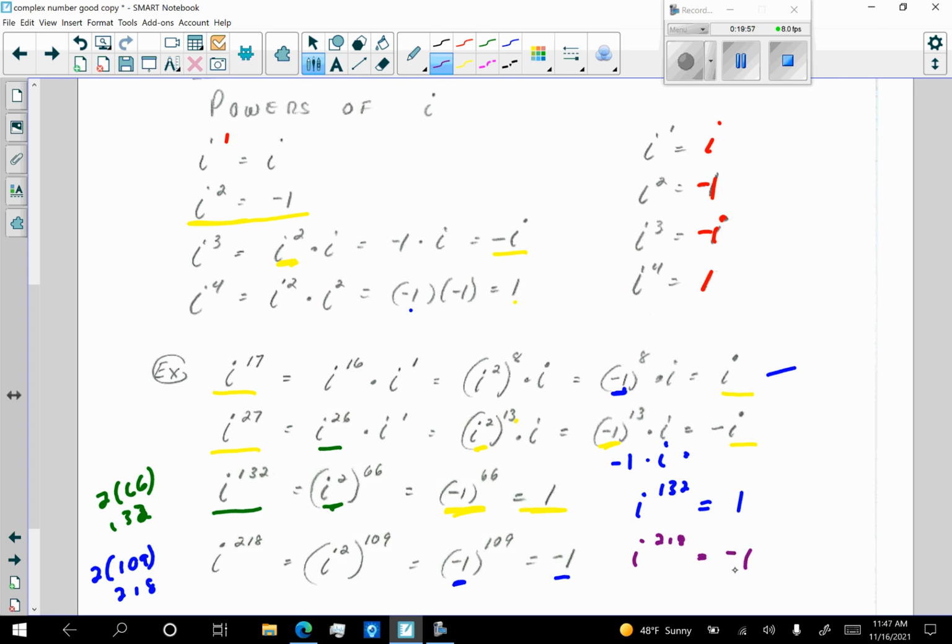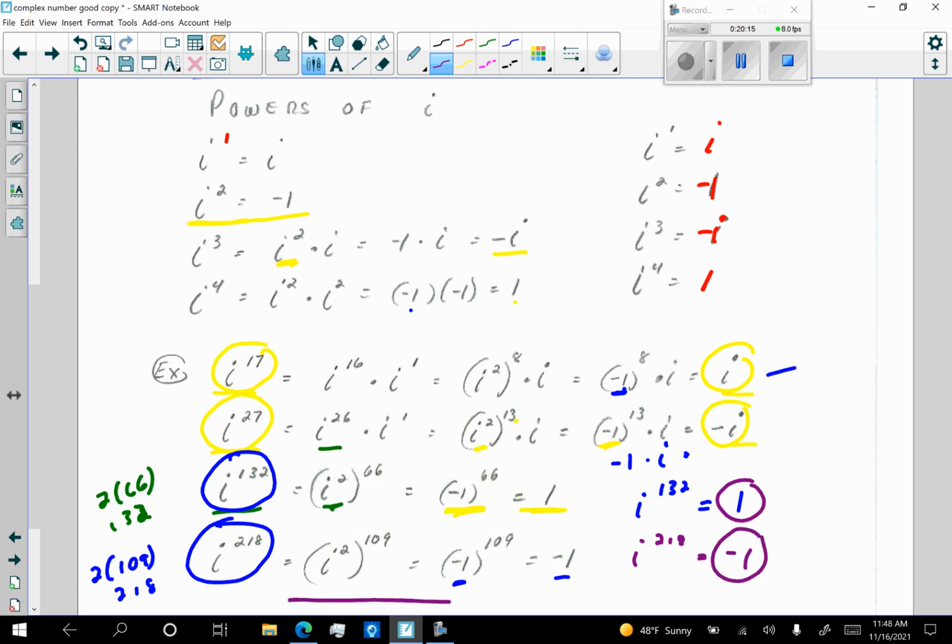So you have I to an odd power. It's going to end up I or negative I. If you have I to an even power, it's going to end up as 1 or negative 1. You just have to be very careful, and this is the process that you're going to use to figure out, because all powers of I are going to end up as I, negative 1, negative I, or 1.